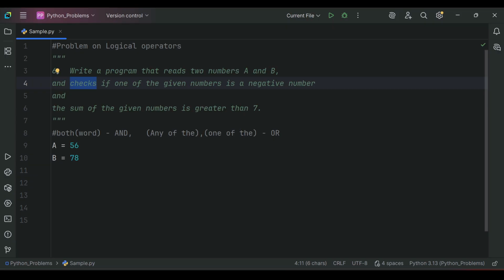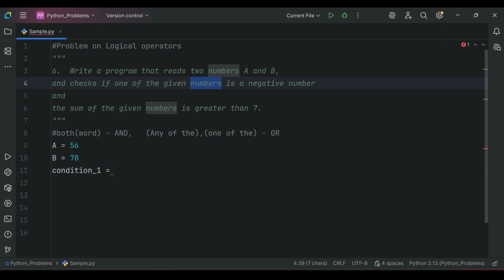This checks means the final condition. If one of the given numbers is negative, that means one of the given numbers, this is condition 1. Then prepare condition 1. Condition 1 is equal to one of the given numbers.